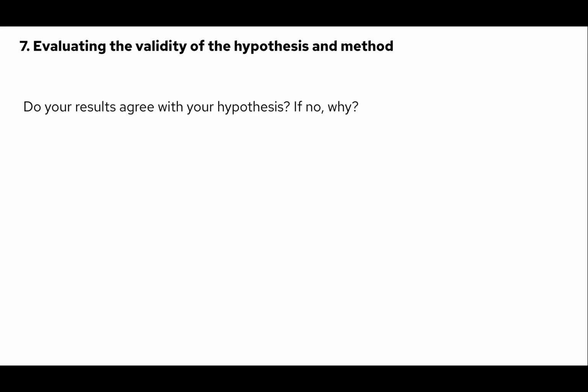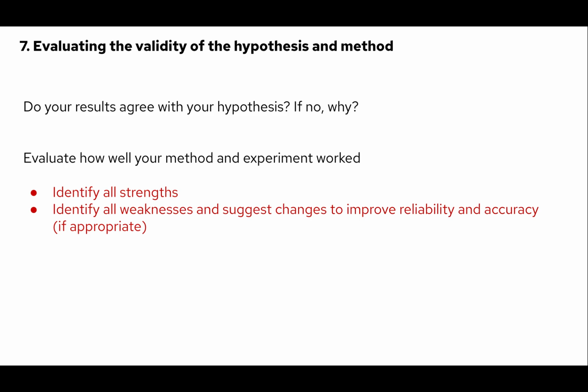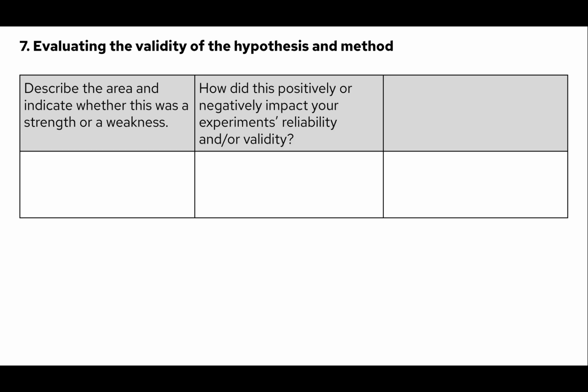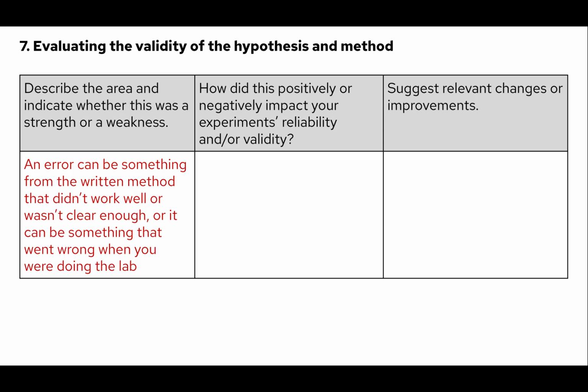First, you have to answer, do your results agree with your hypothesis? And if no, why? Then you'll need to evaluate how well your method and experiment worked. You'll list all the strengths, and you'll identify all weaknesses and suggest changes to improve reliability and accuracy if appropriate. I like to make a table for this, so I have 3 columns, and I organize it this way. In the first column, I describe the area, and then I indicate whether this was a strength or weakness. Then secondly, I talk about how this positively or negatively impacted my experiment's reliability and or validity. And then the last column, I suggest any relevant changes or improvements.